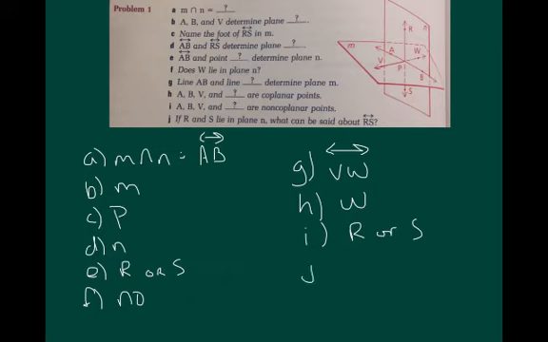Okay, the last one is letter J. If R and S lie in plane N, what can be said about RS? Well, just that RS lies in plane N. Not very interesting.